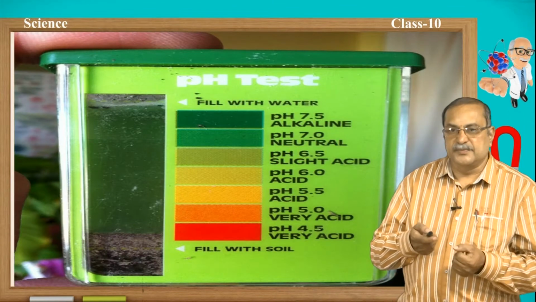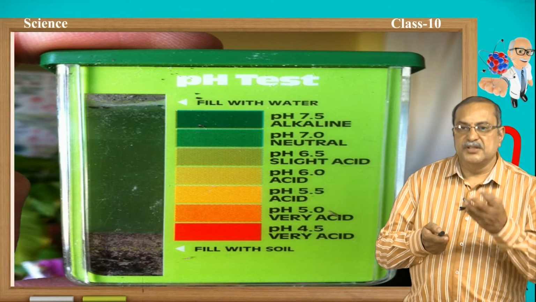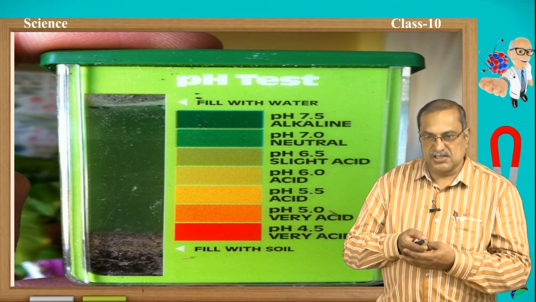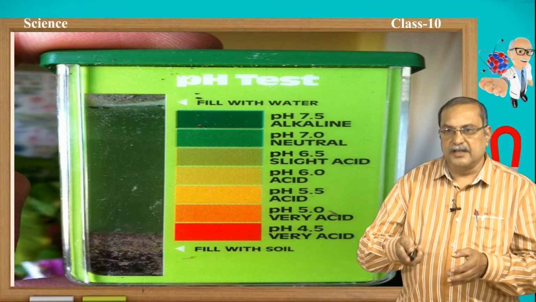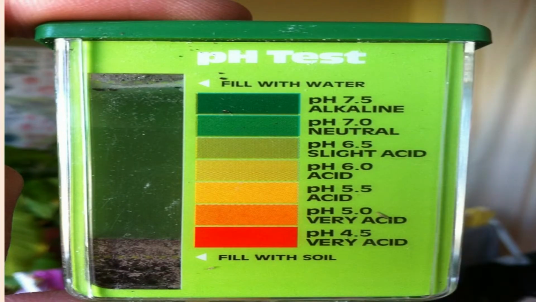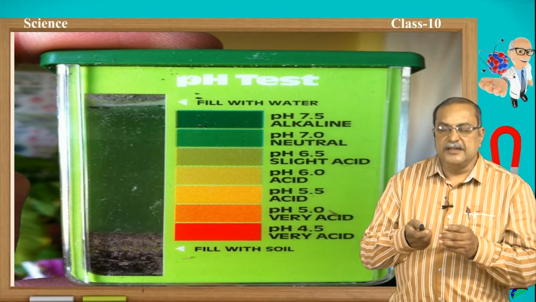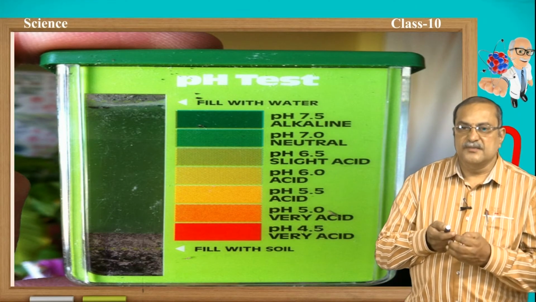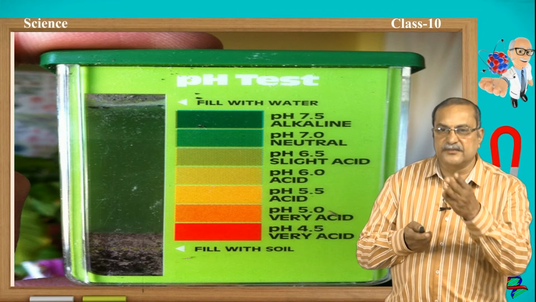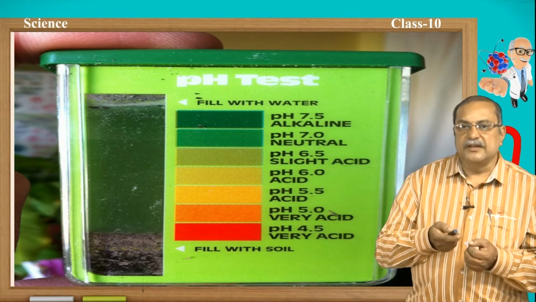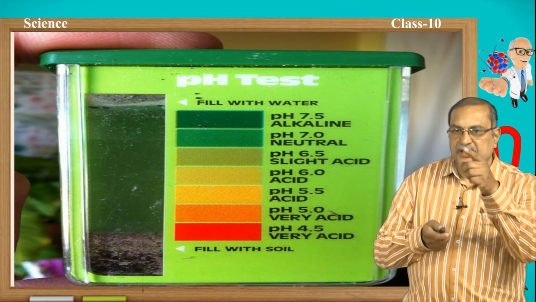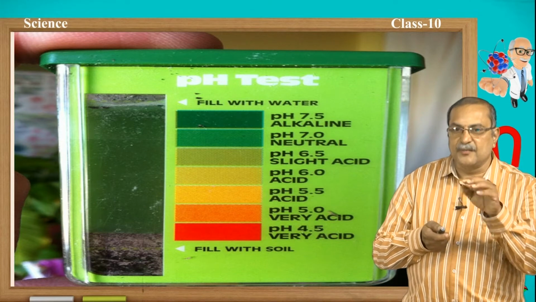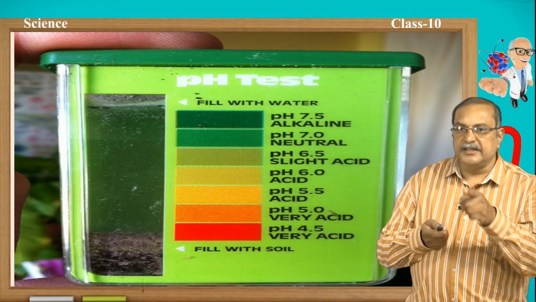So, how do we check the pH value? See, here is a pH test kit. We have to take the soil of the given garden or plant, put a small quantity of it, and add water. Then you can see the pH value, and we have to compare the color with the given solution. The color chart is there, see. We fill the water up to the level, and for the soil also the mark is given. Then the color indicates the pH value.